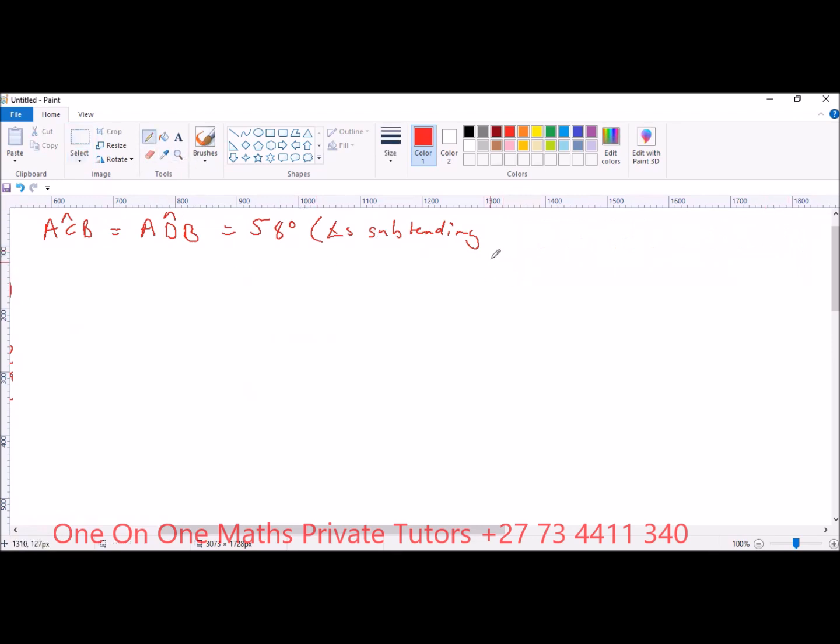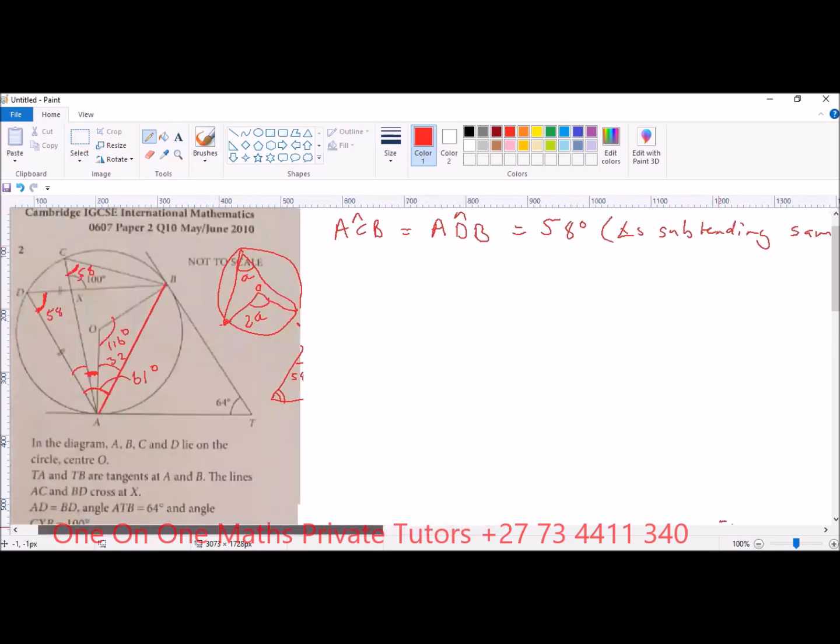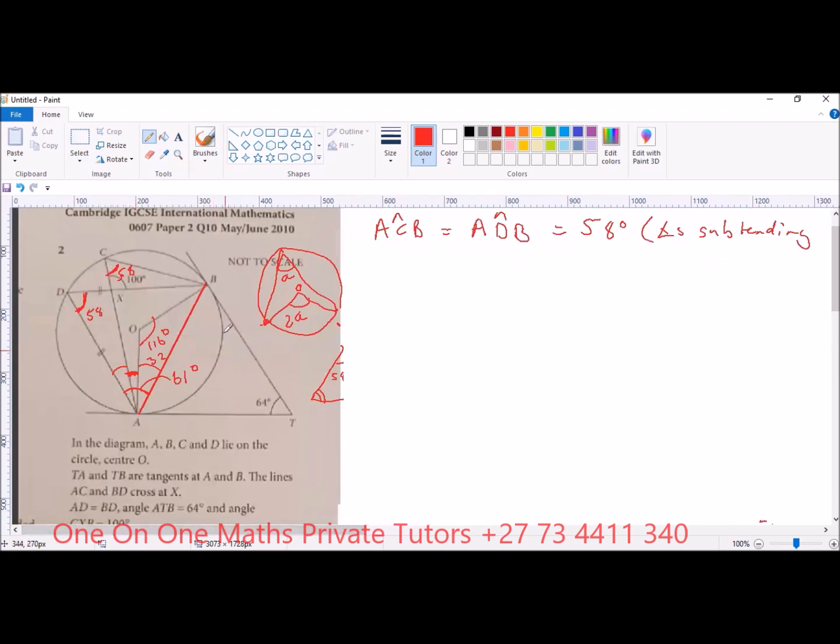Okay, angles subtending the same arc. These two angles are seated on this arc and they are at the circumference, so they should be equal according to the laws of circle geometry. All right, now we can find this one here.